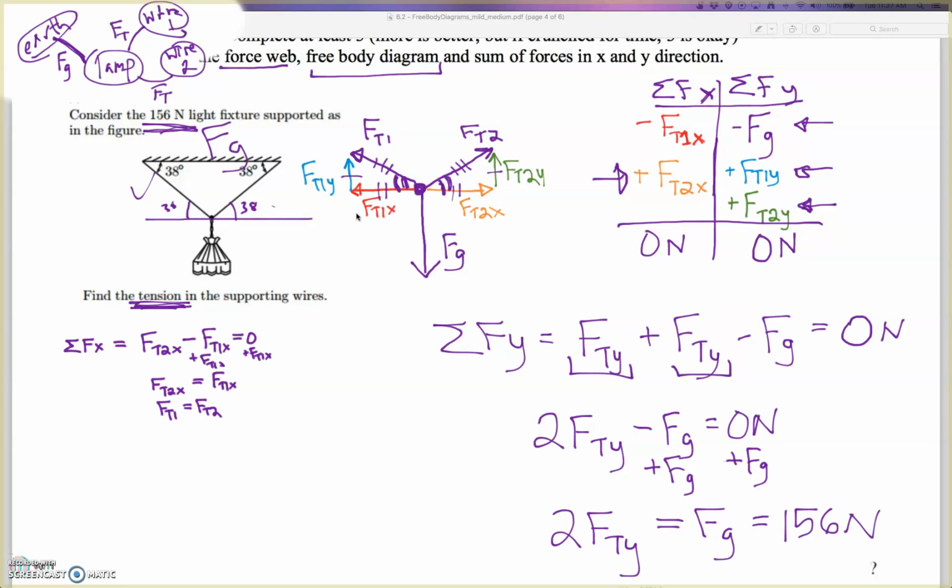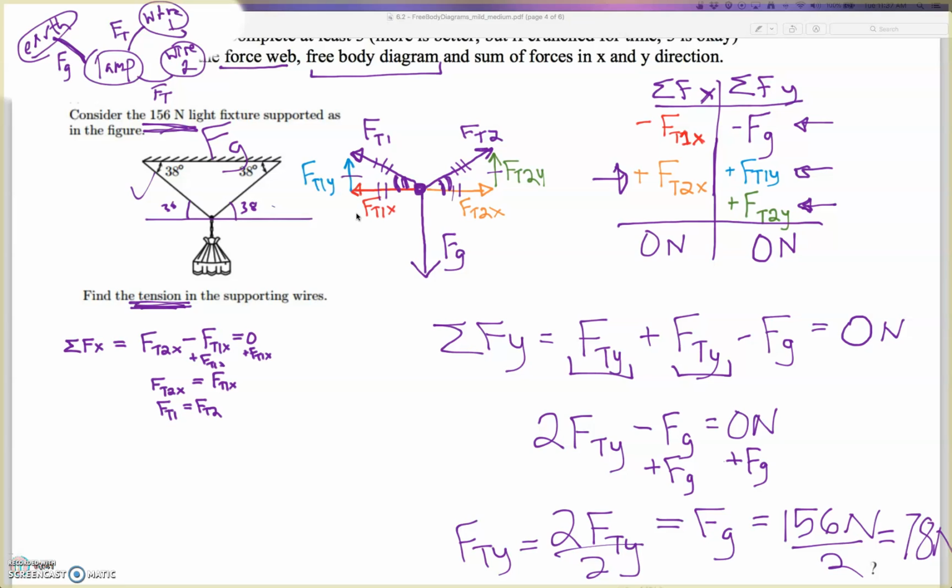And I can go ahead and divide by 2. And 156 divided by 2, that's 75 plus 3, which is 78 newtons. And you might say, yes, we're done. But we're not quite done. Because if we divide it by 2 here, what we found is the force tension in the y direction. And what we actually need to find is the total tension force.